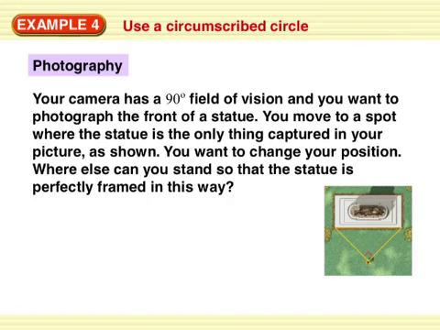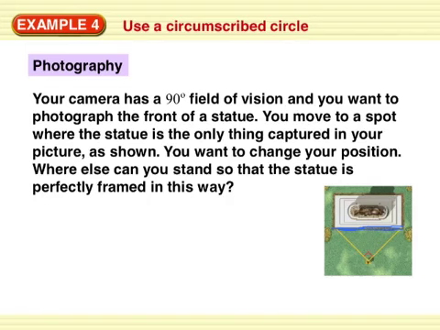Your camera has a 90-degree field of vision, and you want to photograph the front of a statue. You move to a spot where the statue is the only thing captured in your picture as shown. You want to change your position. Where else can you stand so the statue is perfectly framed this way? Okay, we just learned if it's a right triangle, then the hypotenuse is the diameter.